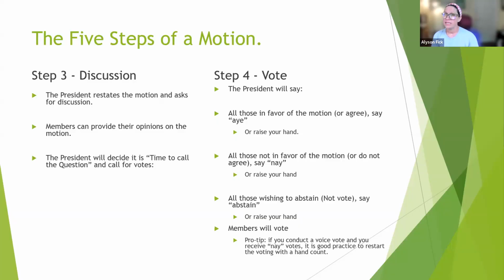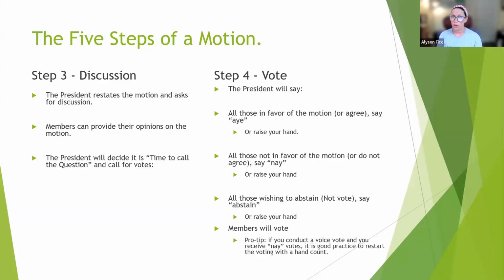First, the president will restate the motion and ask for discussion. Now, understanding that parliamentary procedure is sometimes more formal or more informal, you may not always restate the motion, but it's good practice to encourage your president to restate the motion so that everyone knows exactly what they're discussing and ultimately what they're going to vote on. It also helps the secretary to ensure that they are writing down the motion clearly in the minutes.